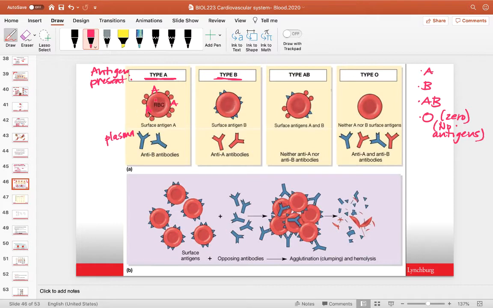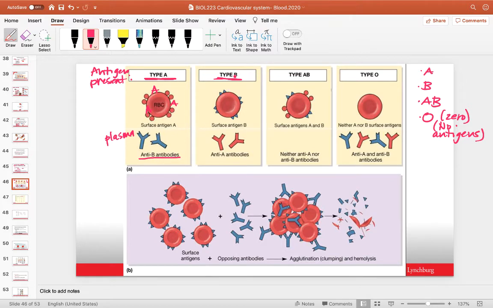Okay? So if we had type A blood, it means that we have A antigens present on our red blood cell. It means that we're going to have antibodies circulating in our plasma against the antigen that we don't have. So we're going to have anti-B antibodies.